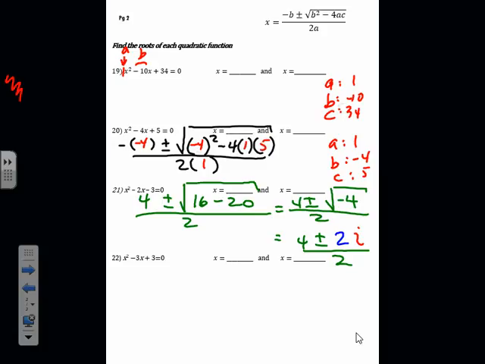In other words, 2 goes into 2 on the bottom 1 time, which I shouldn't even write that 1 because it's all going to disappear. 2 goes into 4 2 times. And 2 goes into 2 1 time, leaving just the i. If you took a standardized test, that's not the answer you would see. This is the answer that you would see.